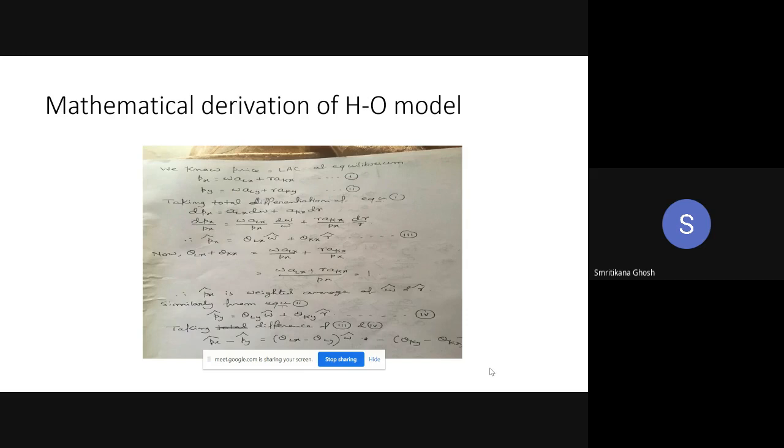So we logically explained, we logically proved the HO model, and now we are going to derive the same conclusion mathematically. So look, we know that price is equal to LAC. This is the long run equilibrium condition. All of you know that price is equal to LAC at the equilibrium. Now for X, there are two commodities produced by the country. So the price of X, PX, is equal to W into ALX plus R into AKX.